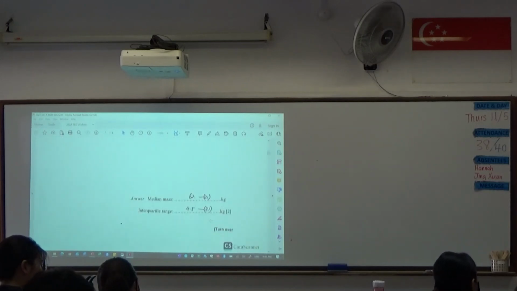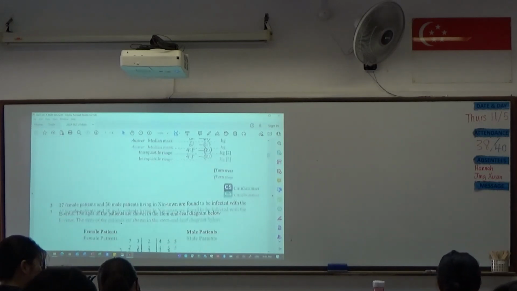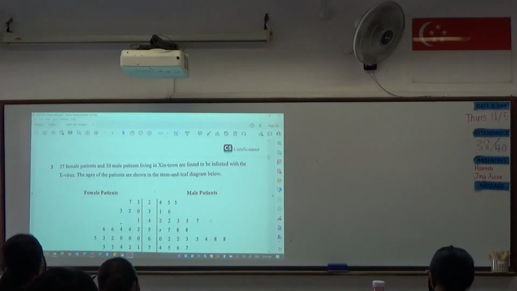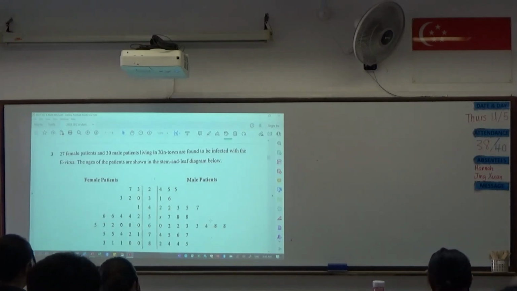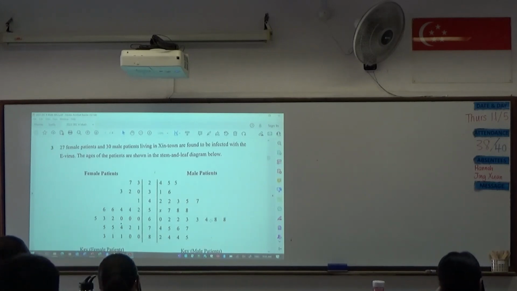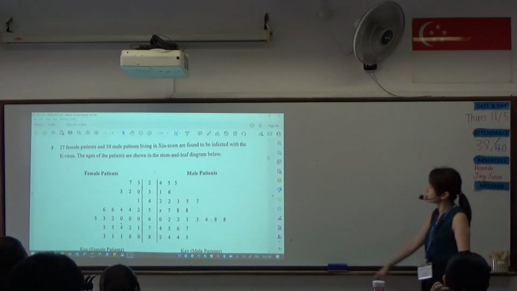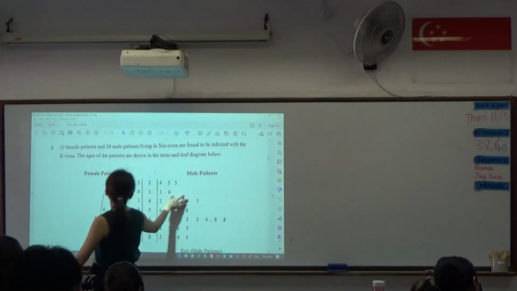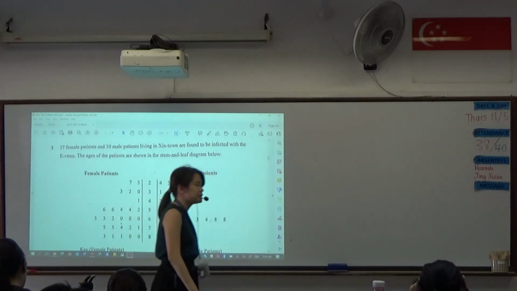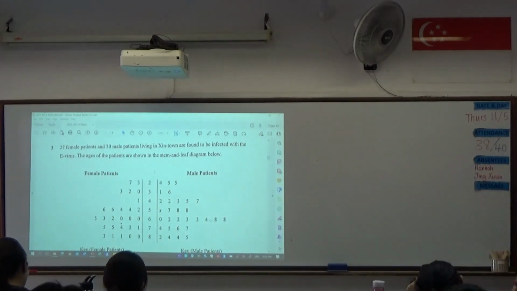Okay, next, question 2, reading this stem and leaf diagram. There are 27 females and 30 male patients. To read this stem and leaf diagram, refer to the key that has been provided.